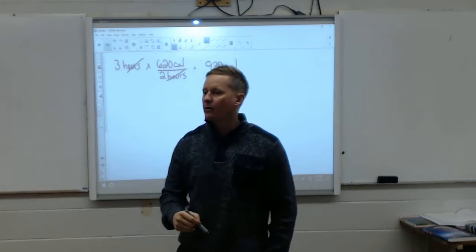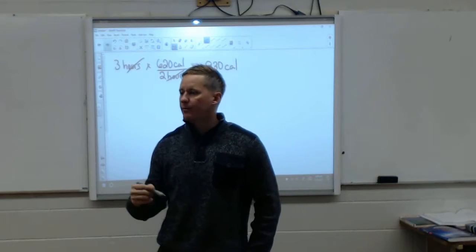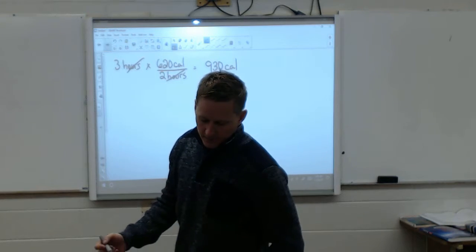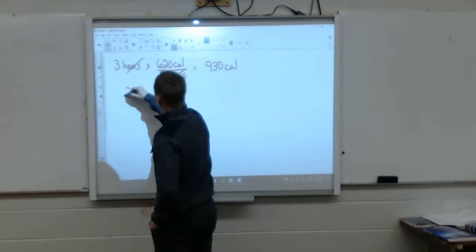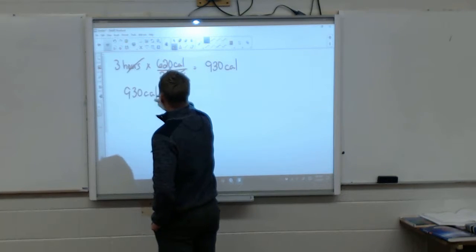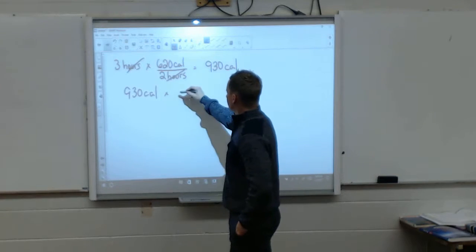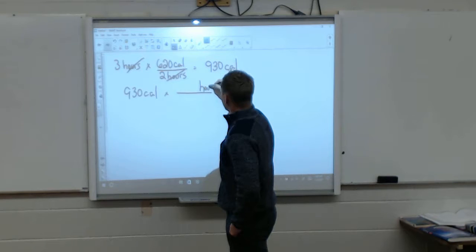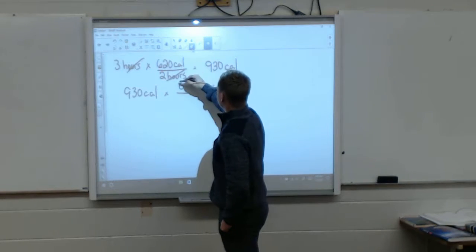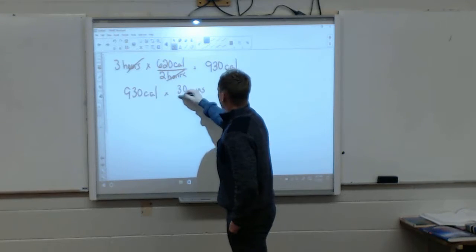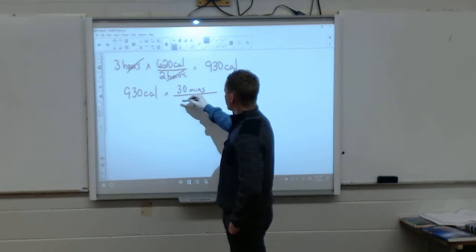Now I need to find out the amount of time he'd have to do the body sculpting for in order to do that. Correct? So I have 930 calories and I want to find time now. So what's the body sculpting ratio then? 120 calories in 30 minutes. Okay, so 0.5 hours. Okay, or actually we can change that to minutes. So I have 30 minutes. And how many calories? Sorry, I missed that. 120 calories.